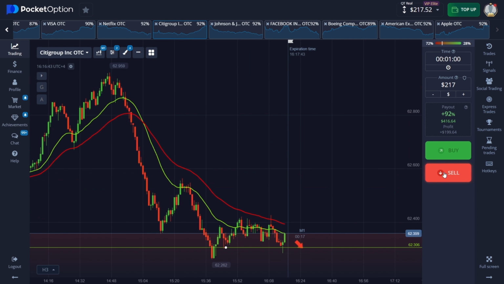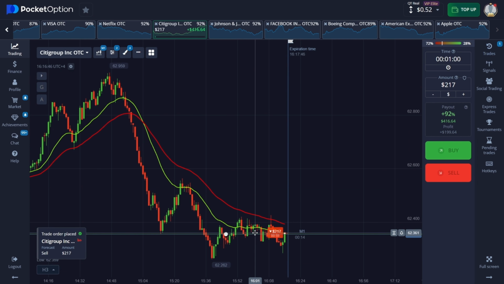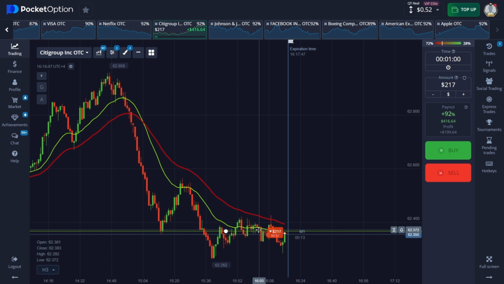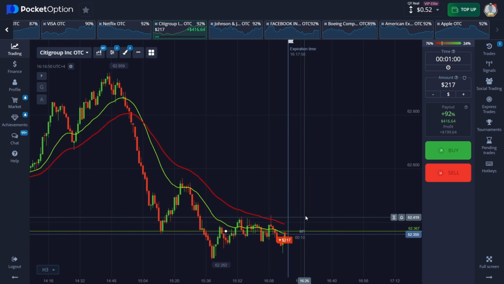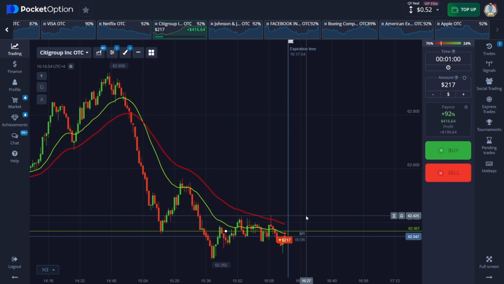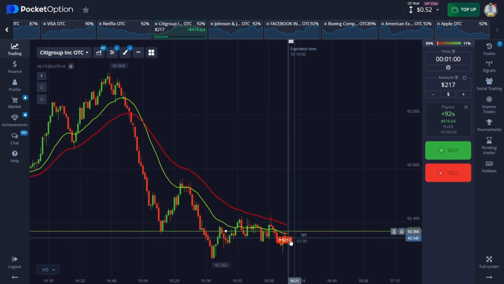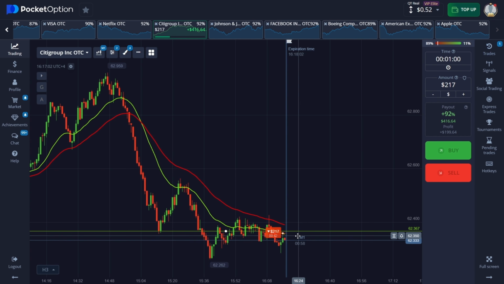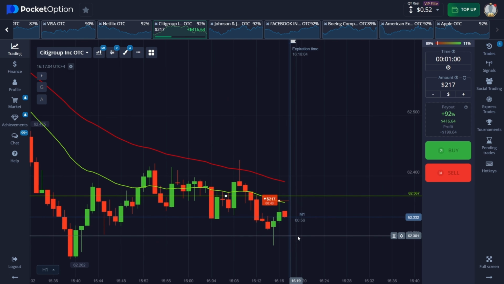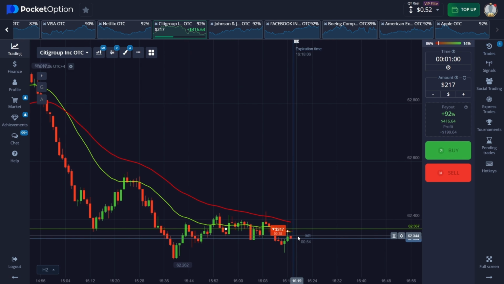Here we have a trade on Citigroup OTC for the downside move, and I placed a trade for $217 for the downside move from the moving average. You can see a solid downtrend here. The candle broke the uptrend, the moving average, and is taking a retracement from the 25 EMA, as you can see in the background. Now it has turned into a downtrend. That's why I took this trade from the moving average for the downside move, and the trade is going in our favor right now. There are some resistance levels, not strong, but present.